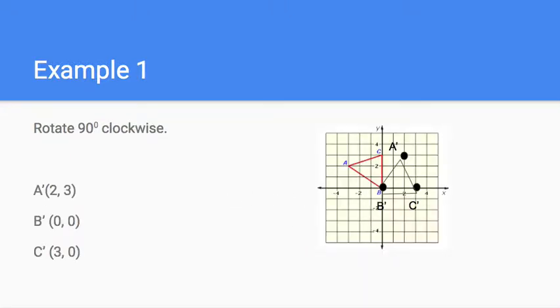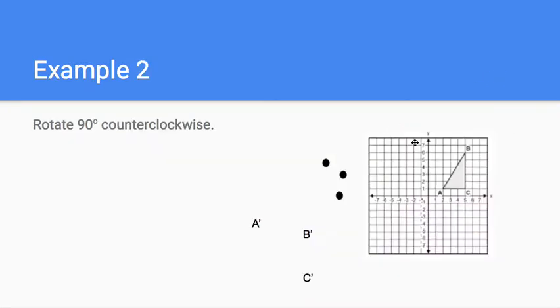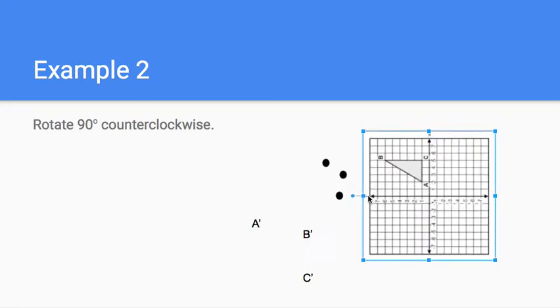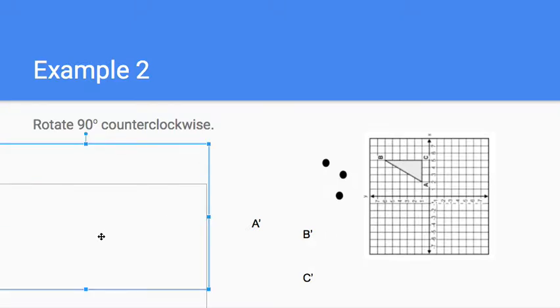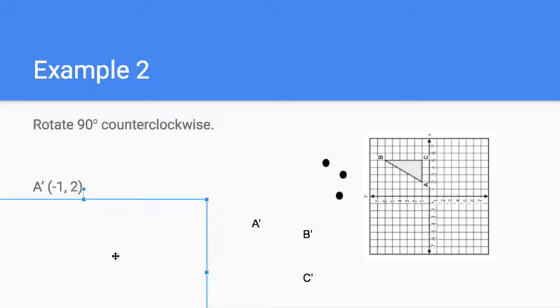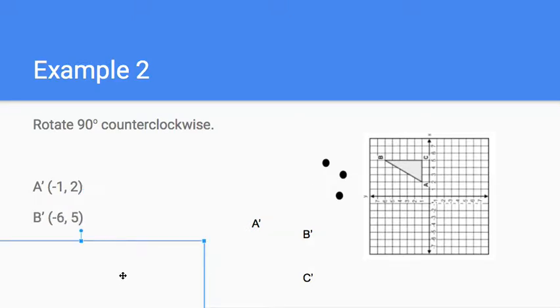So that's your problem. Okay, so let's look at another one. This time I want to rotate 90 degrees counterclockwise. Now counterclockwise is opposite the way the hands of a clock turn. So I'm going to take it and rotate it 90 degrees or 1/4 of a turn this way. And there it goes. So now I record the points. So A is at -1, +2. B is now at -6, +5. And C is at -1, +5.